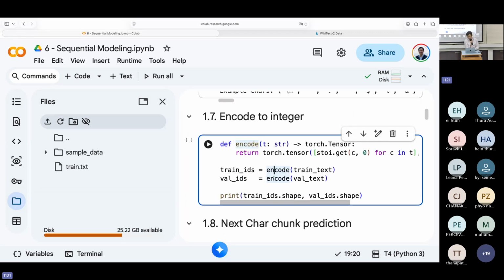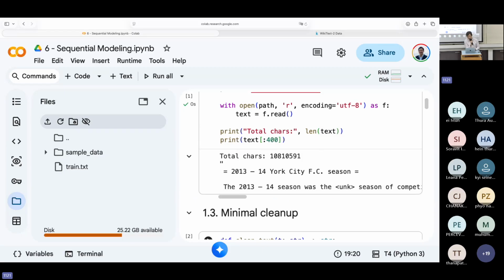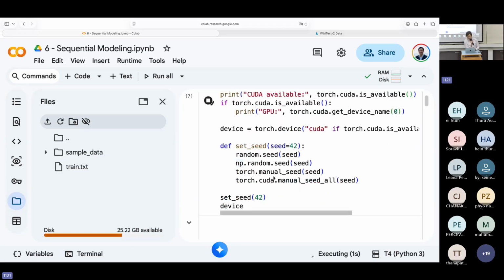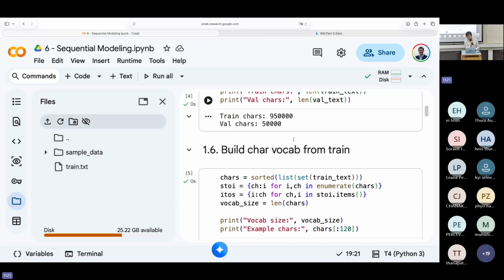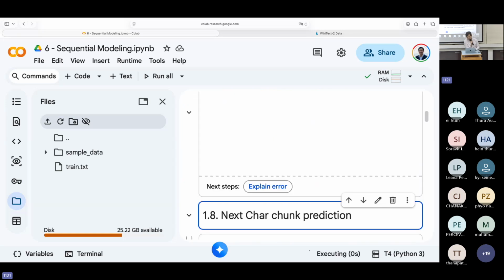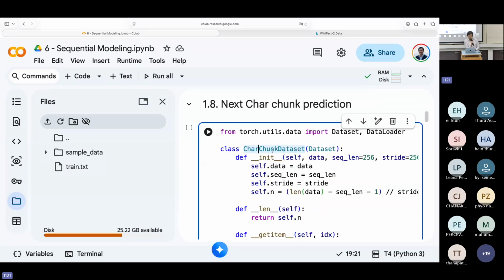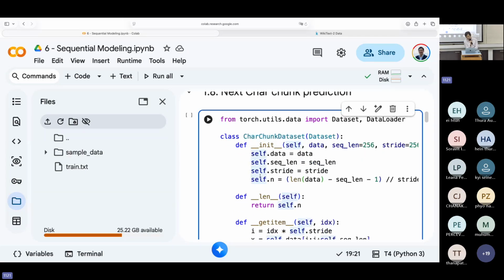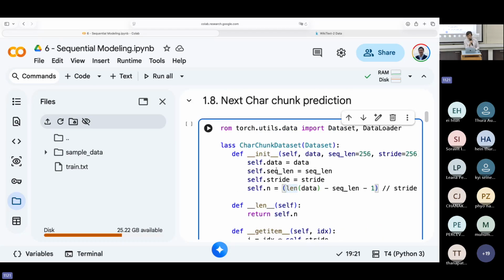Then encode the characters to integers. Oh, how come torch is not defined? I thought I already ran the first one. Oh, I haven't done that. I will run it in the new setting. Okay, should be fine now, right? We can convert it to torch. And then this is the char chunk: instead of predicting one by one, create a chunk of characters. This chunk of characters will separate the data into chunks, and what we are trying to do is the next char chunk prediction.